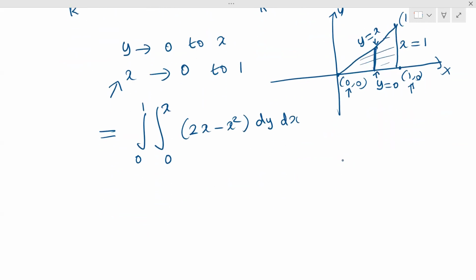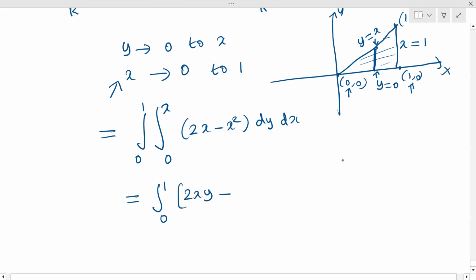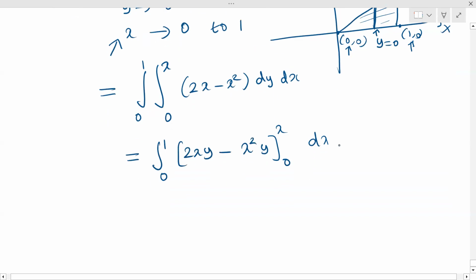First we do the integration with respect to y. Write the outer integration as it is: 2xy minus x square y, with limit 0 to x, dx. Now apply the limit. We have to apply the limit for the variable y. First apply the upper limit. y equals x, so what you will get is the integral from 0 to 1 of 2x square minus x cube dx.